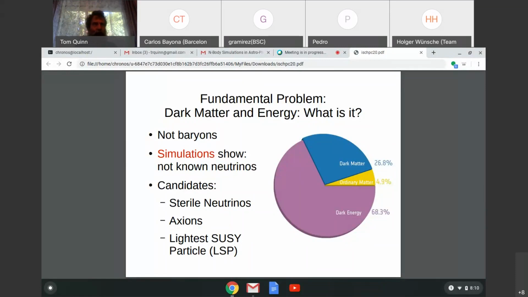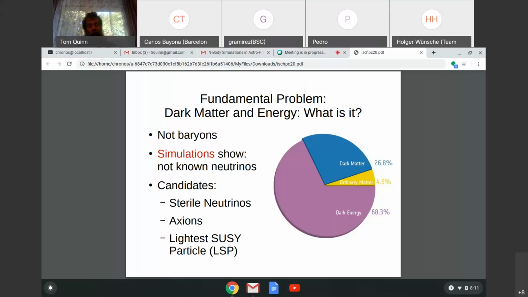It comes in two flavors. There's something that gravitates like matter. We call it dark matter. Dark meaning it neither shines nor absorbs light. Matter, we see it via its gravitational effects. Dark energy, dark means the same thing. It doesn't emit or absorb light, but it has a slightly different equation of state, that gravitates differently than matter. But whatever it is, it's not baryons, the protons, neutrons, the stuff we know about.